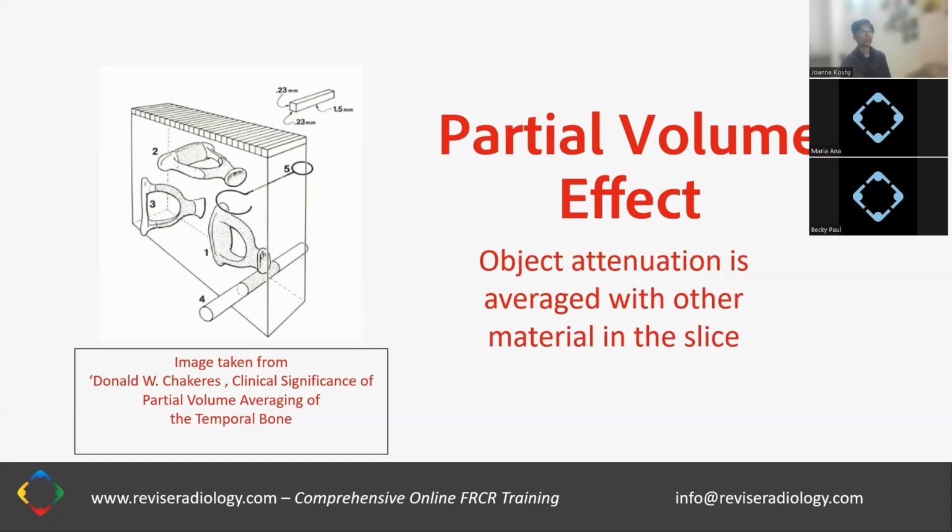The reason that the partial volume effect comes about is because of the way that the computer reconstructs the images. So the computer, during filtered back projection, to calculate the attenuation value of a certain point, is going to look at all the values which are surrounding that point and then take an average of it. So when the object is smaller than the slice thickness, what happens is the surrounding values will get averaged with the object values. So the object attenuation value is averaged with other material in the slice.